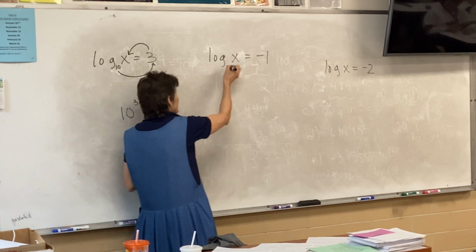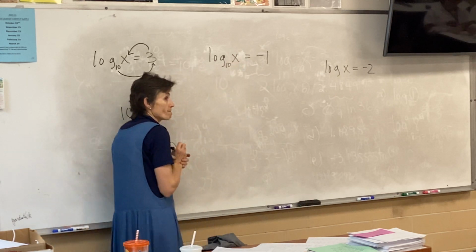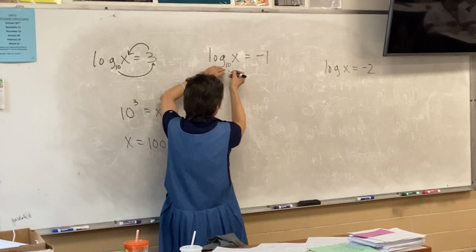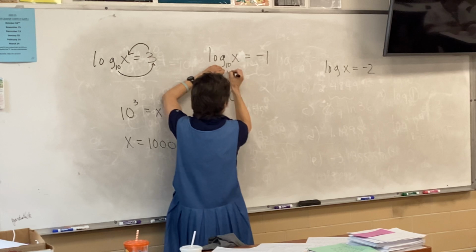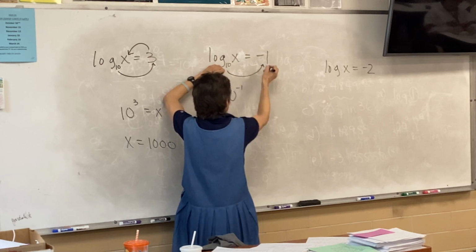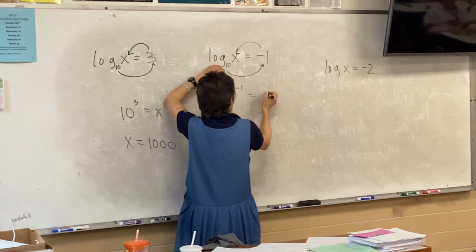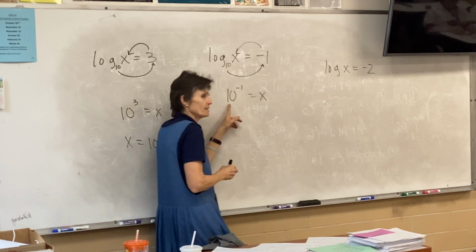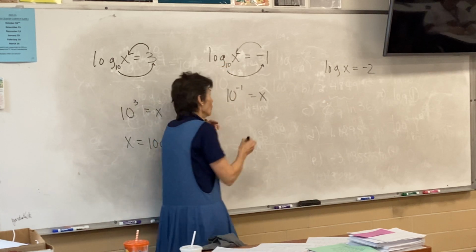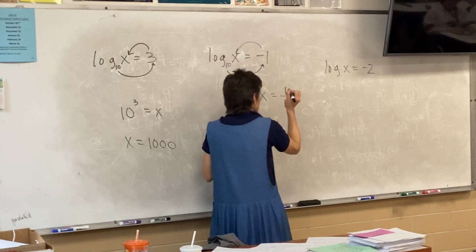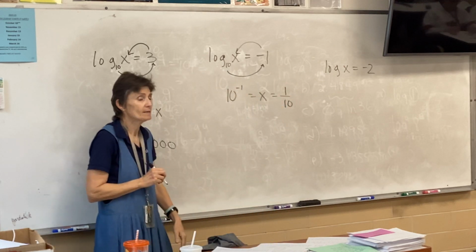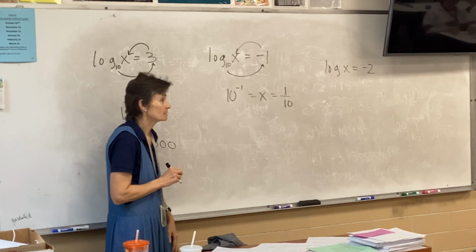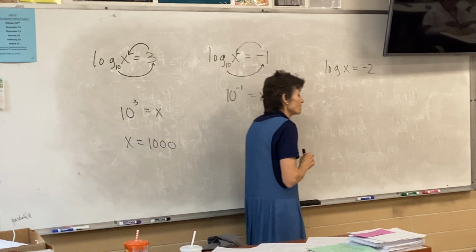So, the base here is 10. Now, here we go. We're gonna get rid of that log, so we're gonna say 10 to the negative first equals x. What does 10 to the negative first mean? 1 over 10. You guys are awesome. So the answer is 1/10. Oh, this is awesome.